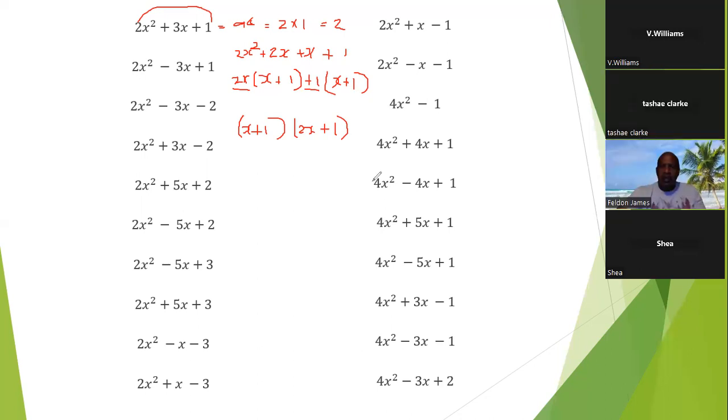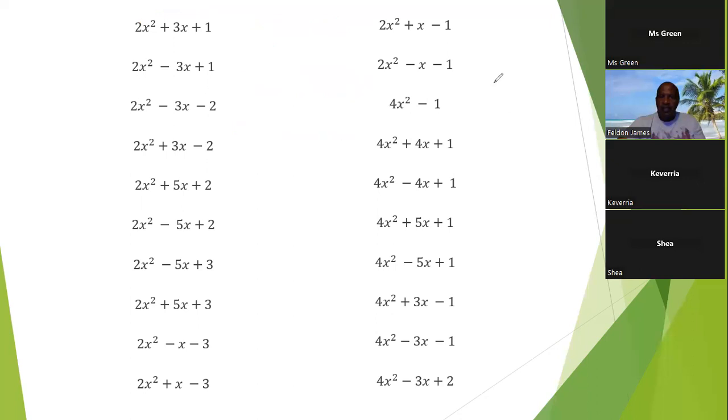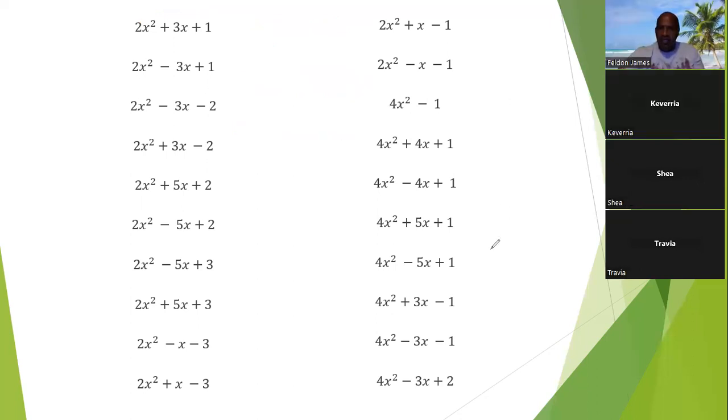All right. Now what I want you to do for me, guys, is take a screenshot of these questions and do them for homework. Do the column on the left for homework. If you're finished with those, you can try to do the others. All right, guys, we are going to stop here.